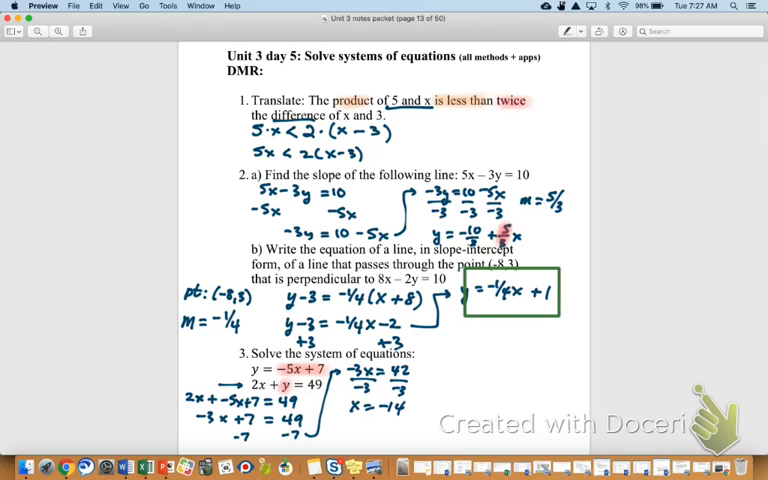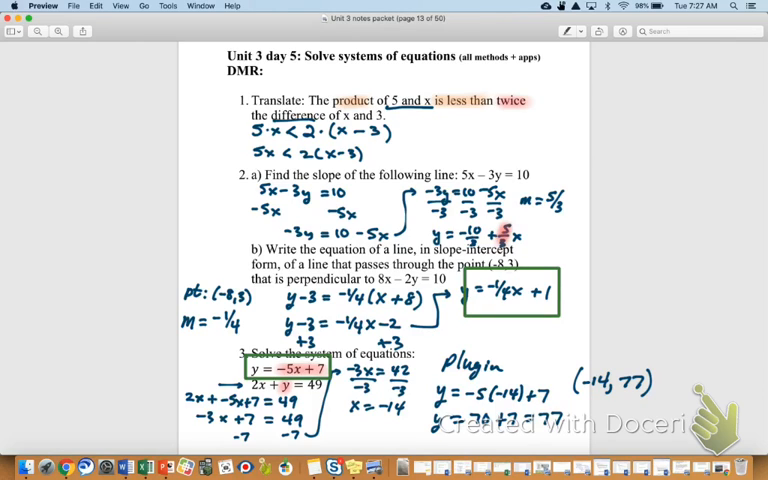So I'm going to plug in to do this, and I will plug in to this first row, this first equation. So that would be y equals negative 5 times negative 14 plus 7. That's 70 plus 7, which of course is 77. So my point of intersection, my solution to the system is negative 14, comma 77.